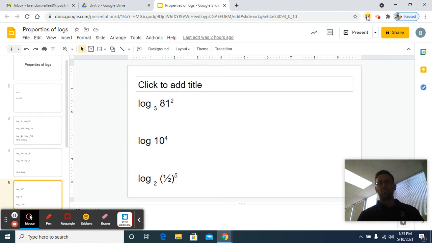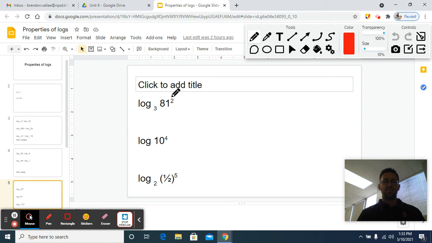If I have an exponent, what I do with that number is I put it in front. So I would find out what's log base 3 of 81. So 3 to the what power equals 81. And that would be 4. So I put that 2 in front. 2 times 4 is 8.